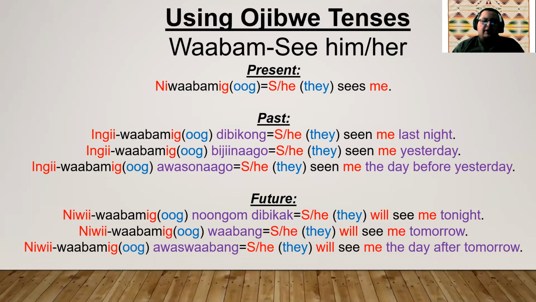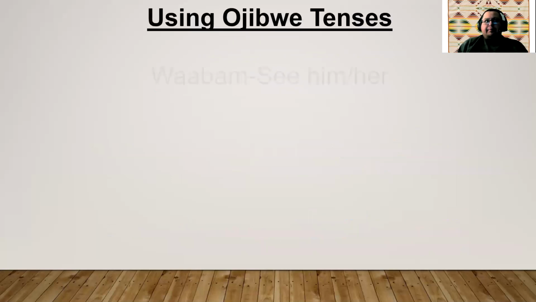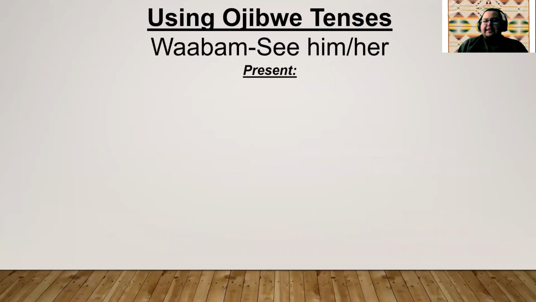Niwi wabamigug awaswabang. They will see me the day after tomorrow. Not today, not tomorrow, the day after tomorrow. Awaswabang. Okay, so the third part of our tenses, we have our me to you, first person to second person singular, and also second person plural. And so we have gewabamin. Gewabamin, I see you. Gewabaminim, I see yous.